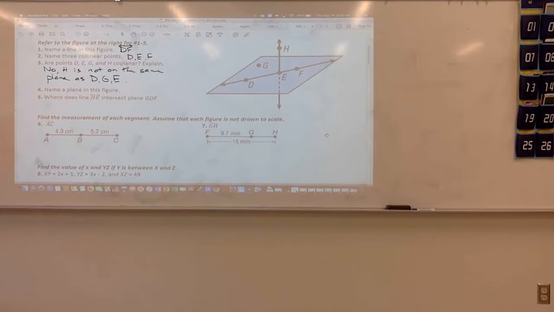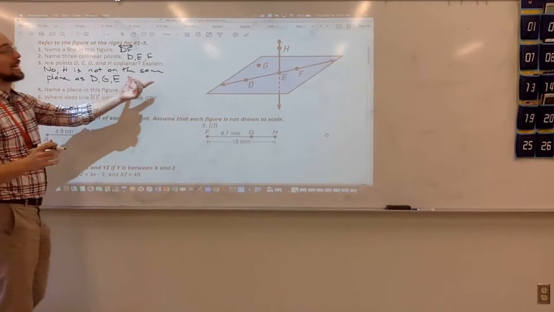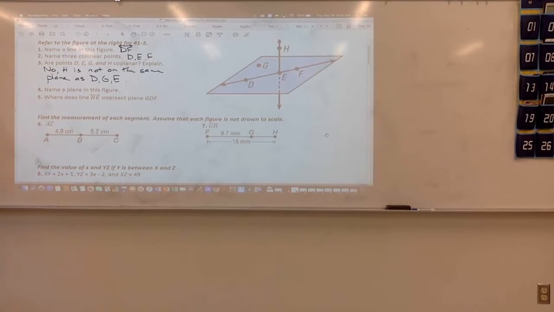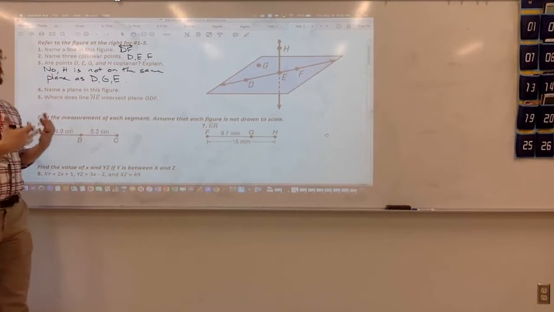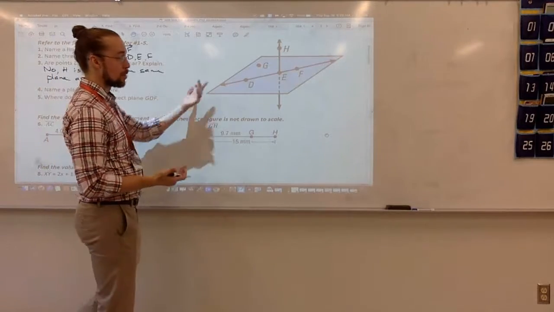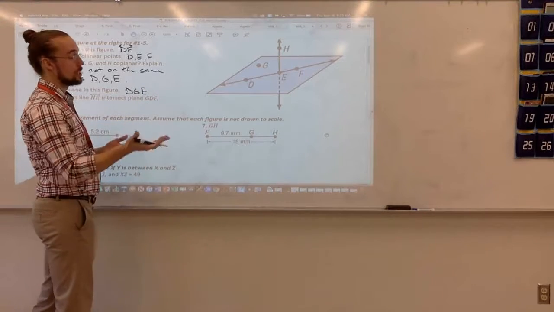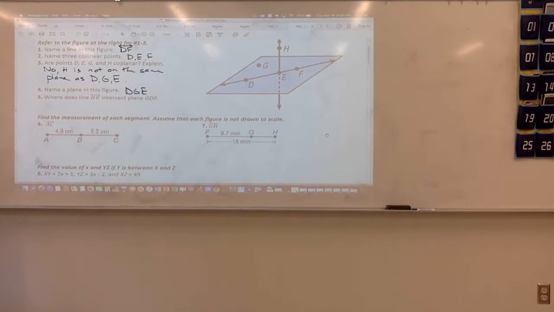The number 4 says name a plane. Well, we had 2 ways to name a plane. One is if we had an uppercase script letter. We don't have that in this case. So the other way is to use 3 points on the plane, 3 points that aren't on the same line. So I could say DGE or GEF. Yep, that would work. Or GDE. Any of those would work as long as I'm not choosing 3 points on the same line.